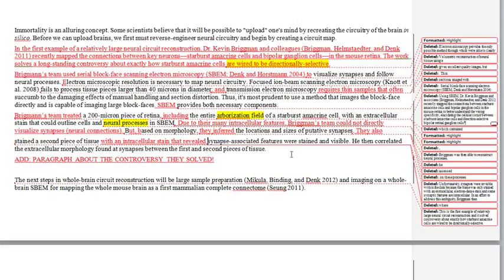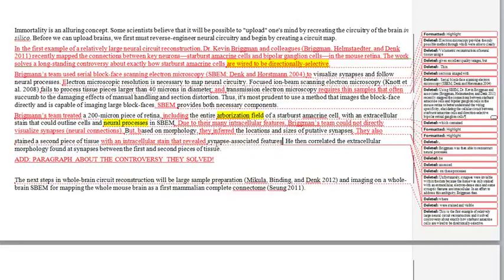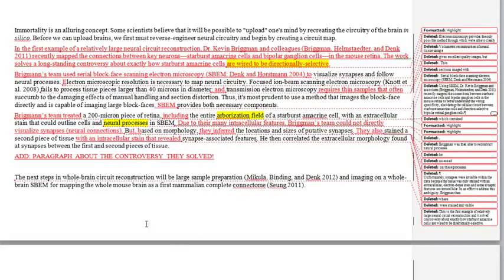In the original sentence, there was a repetition of "stained": they stained, and then synapse features were stained. So I think this works just a little bit more smoothly: they also stained a second piece of tissue with an intracellular stain that revealed synapse-associated features. And then there's this last thought here.